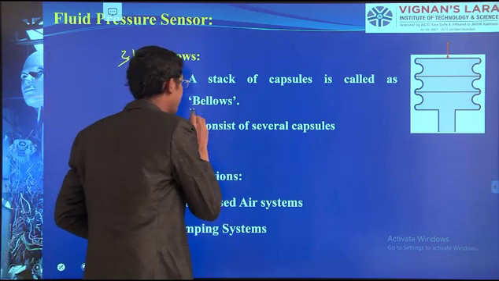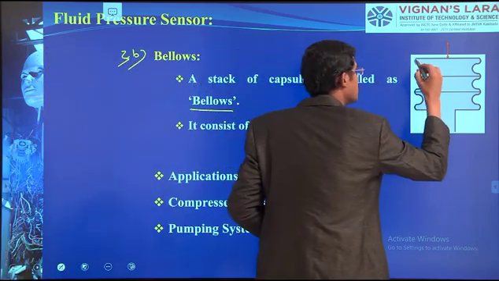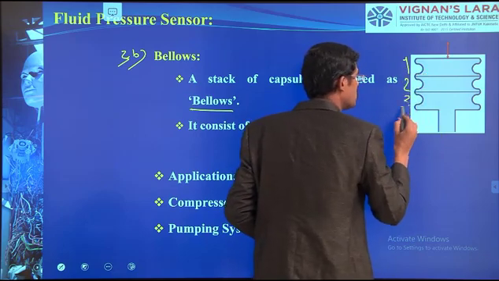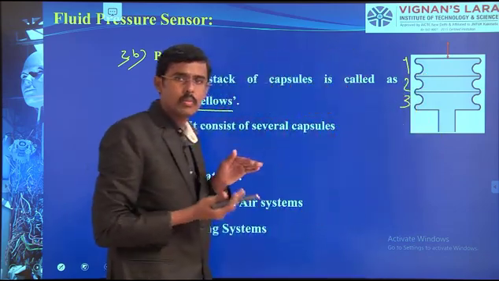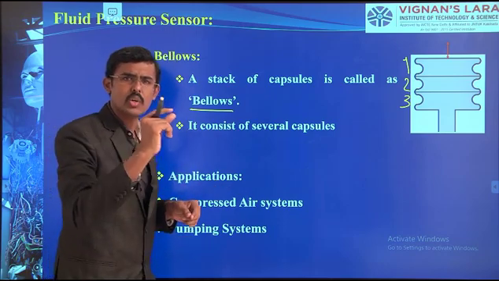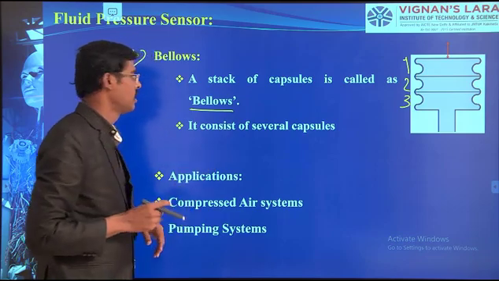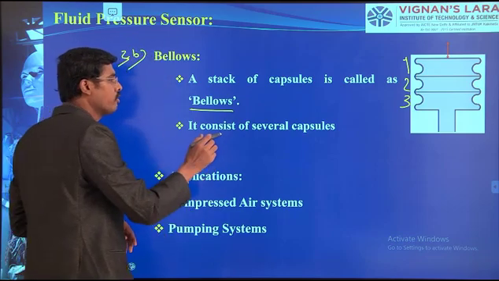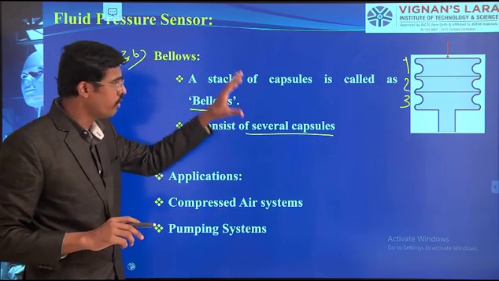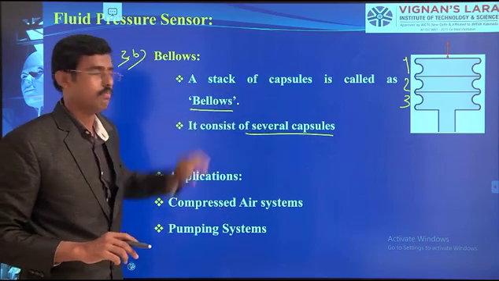A stack of capsules is nothing but one bellows. You see, this is one, this is two, this is three. It continues to be used to identify low pressure measurements. It consists of several capsules to form one bellows.